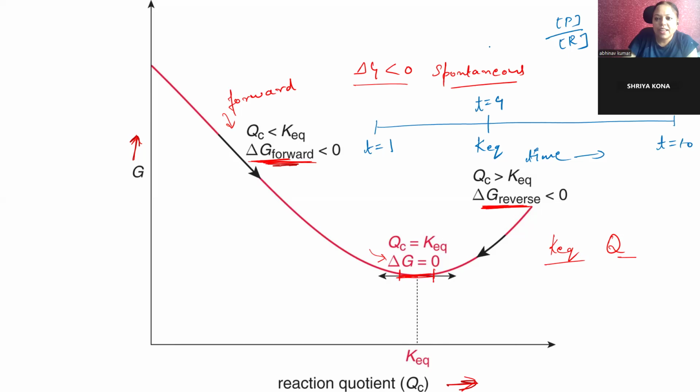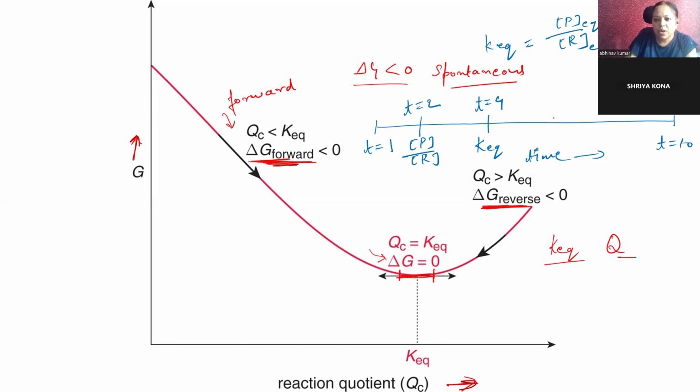If you divide the concentration of product over the concentration of reactant, definitely the K equilibrium is equal to the concentration of the product over the concentration of the reactant, but more correctly, the equilibrium concentration of the product over the equilibrium concentration of the reactant is equal to the K equilibrium. But definitely at time t equal to 1 or t equal to 2, you can also find a ratio of P and R. At every point, you can find the ratio of P and R.